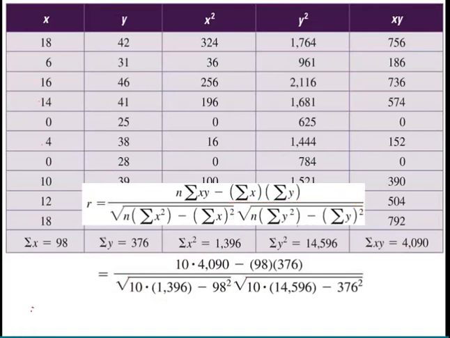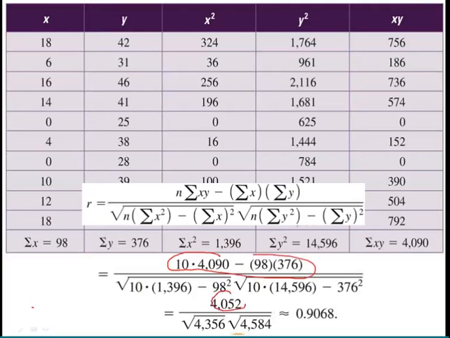But the next couple of animations are going to bring in the simplified version. So if I work out just the top, that'll give me 4,052. If I simplify just the inside of this square root, I get 4,356. If I simplify just the inside of this square root, I get 4,584. If I multiply these together and then divide from 4,052, I'll get about 0.9068.